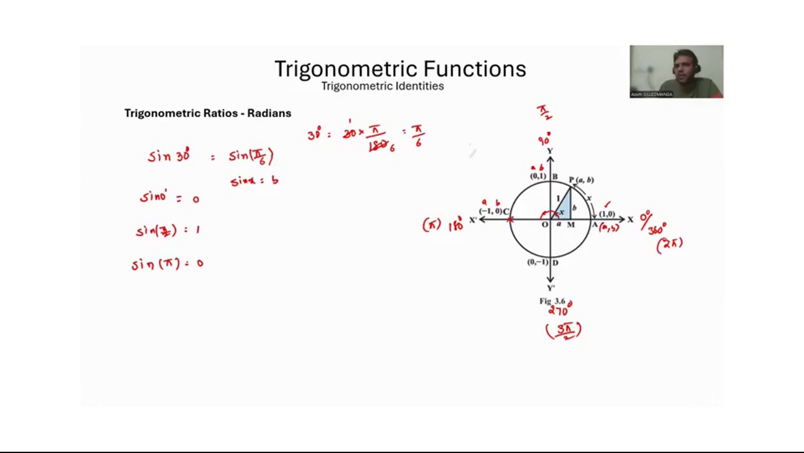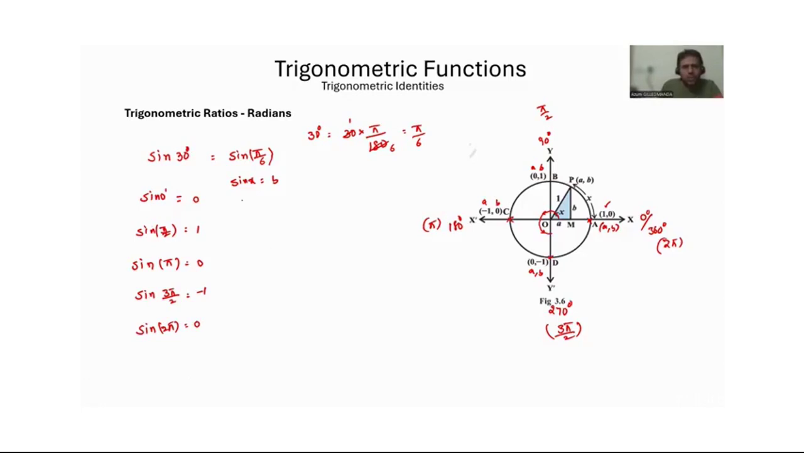It is (a, b), where (cos x, sin x), right? So sin x is b and cos x is a. Now sin 3π/2, which is 270 degrees. So this is 180 degrees, and if we go up here, this is 270 degrees. So what is the point here? The point here is (a, b), and b is becoming minus 1. So here the value is minus 1. And then what is sin 2π? 2π is nothing but the point here, same as 0. So then it again becomes 0.